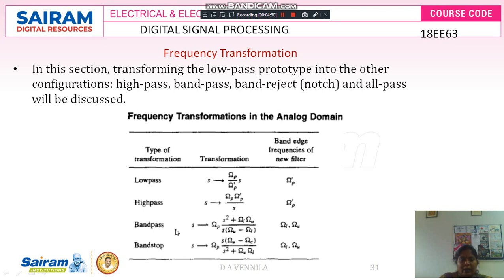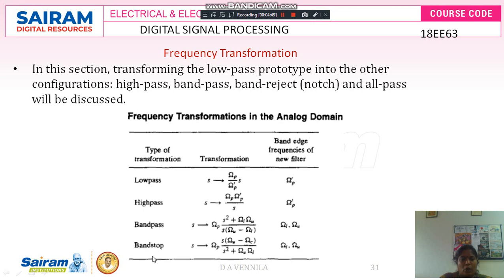Okay, so in the S domain, that is the analog domain, for band pass, S will be replaced by omega p times (S square plus omega L into omega u) divided by S into (omega u minus omega L). Omega L, omega u: this is the lower cutoff frequency and the higher cutoff frequency.